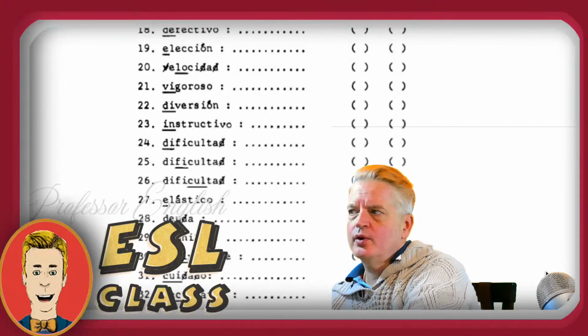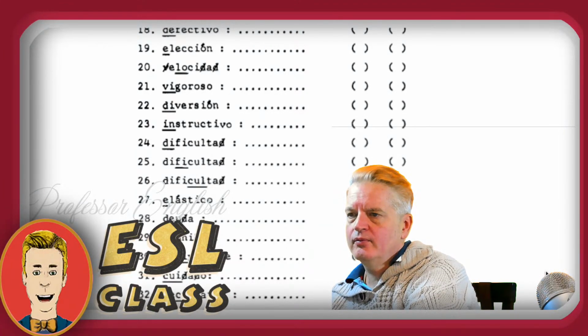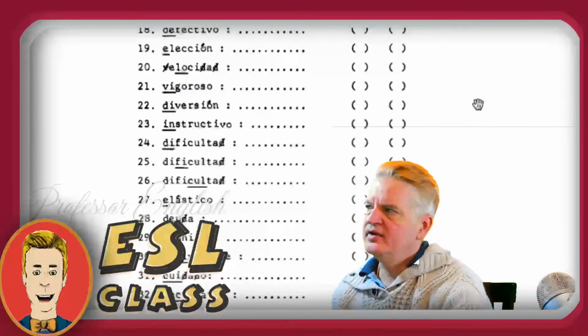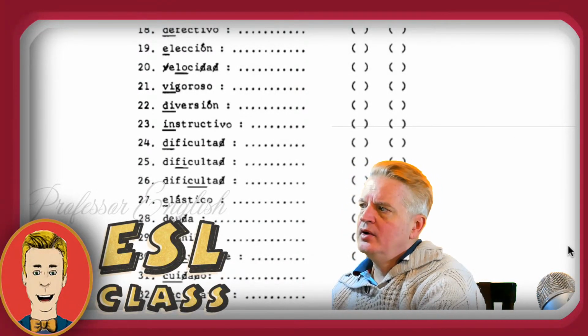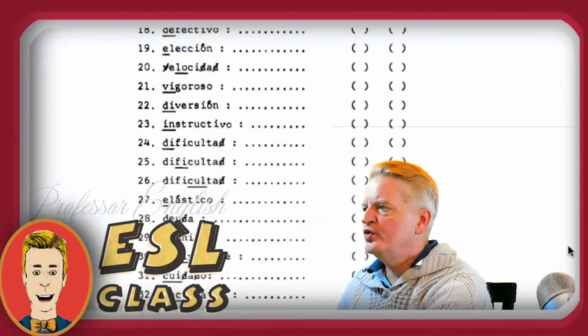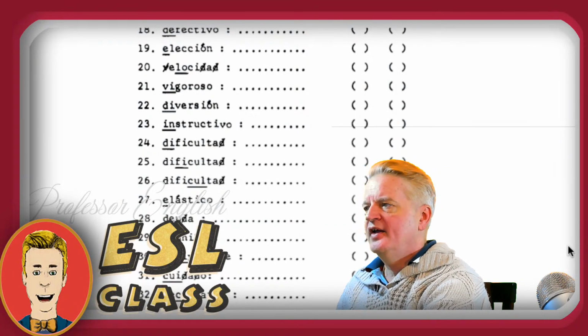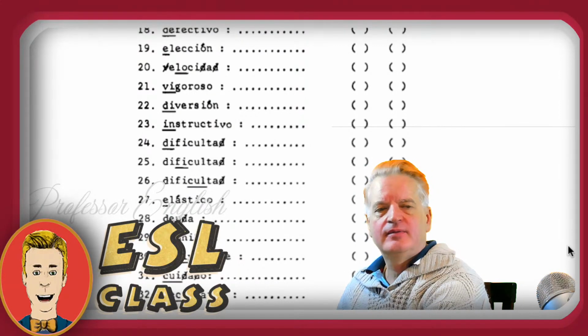21. 21 is vigoroso, and the syllable is vi. Vi. 22. Next one is diversión, and the syllable is di. Di. 23. 23 is instructivo, and the syllable is in. In.